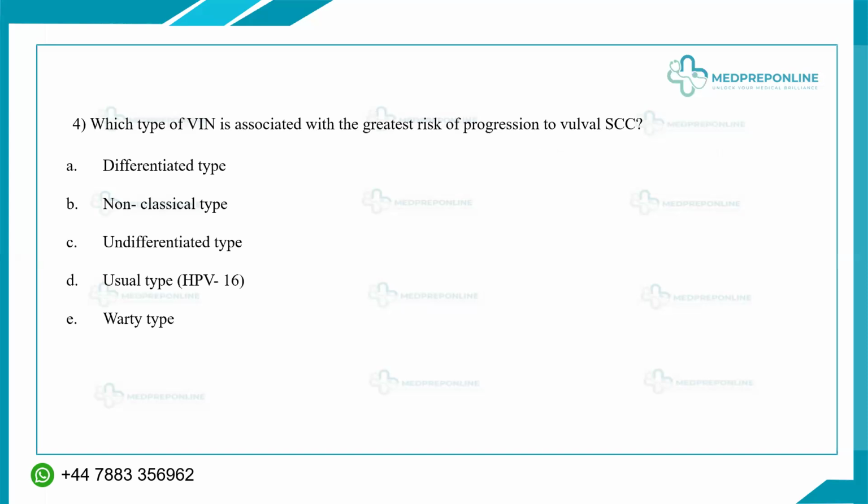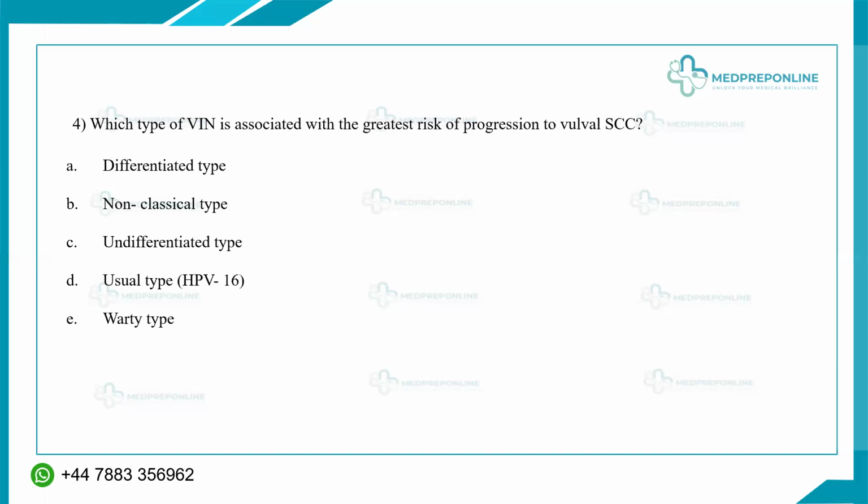What type of VIN is associated with the greatest risk of progression to vulvar squamous cell carcinoma? Differentiated, non-differentiated. So what they're basically trying to ask you is which type of vulval intraepithelial neoplasia has the worst prognosis, which can develop into an invasive carcinoma, like a squamous cell carcinoma involving the vulva. I'm not sure. I think it's undifferentiated, has to do with lichen sclerosus.